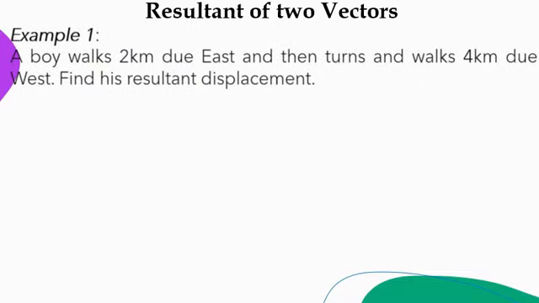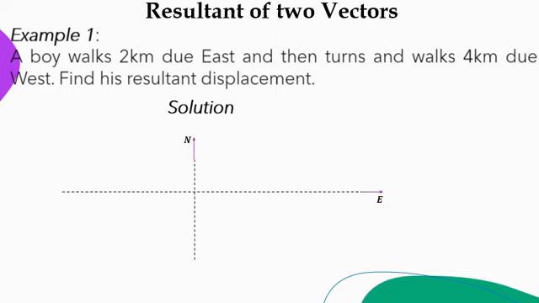Problem number 1, a boy walks 2 kilometers due east and then turns and walks 4 kilometers due west. Find his resultant displacement. Anytime you are dealing with a problem that has to do with a cardinal point, the first thing is to sketch your cardinal point, or have a rough sketch. So let's assume that this is point O, where the boy begins to walk from. He walks due east. That's the first line of the question. 2 kilometers. Then he turns and walks due west 4 kilometers.